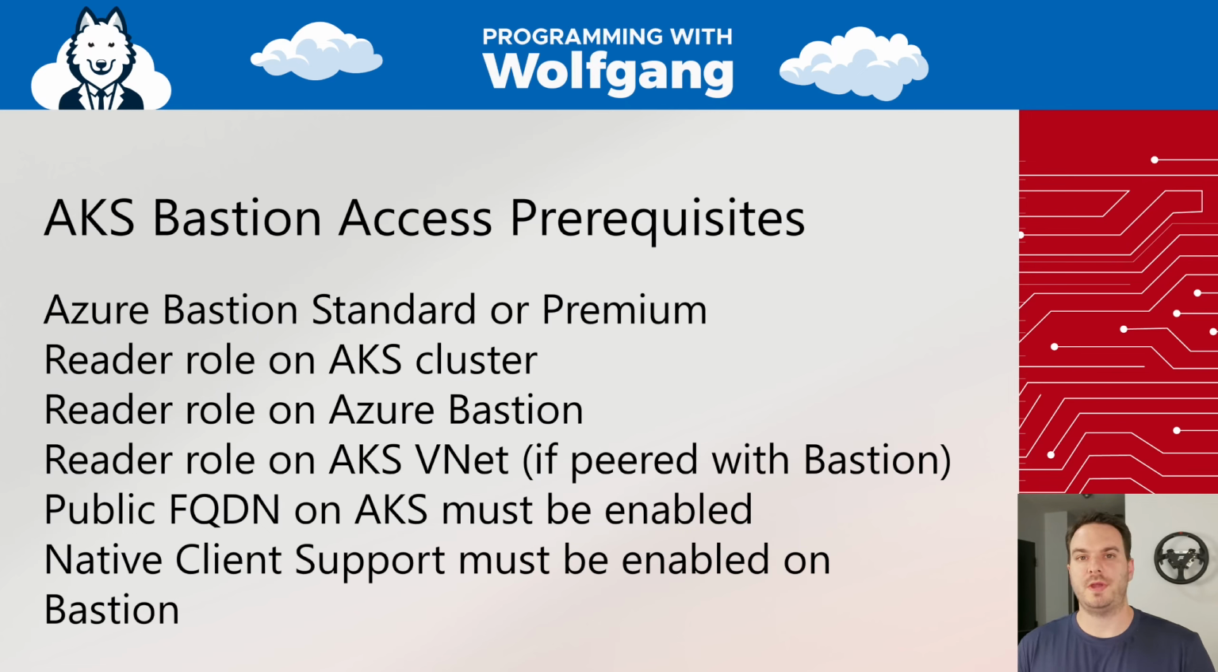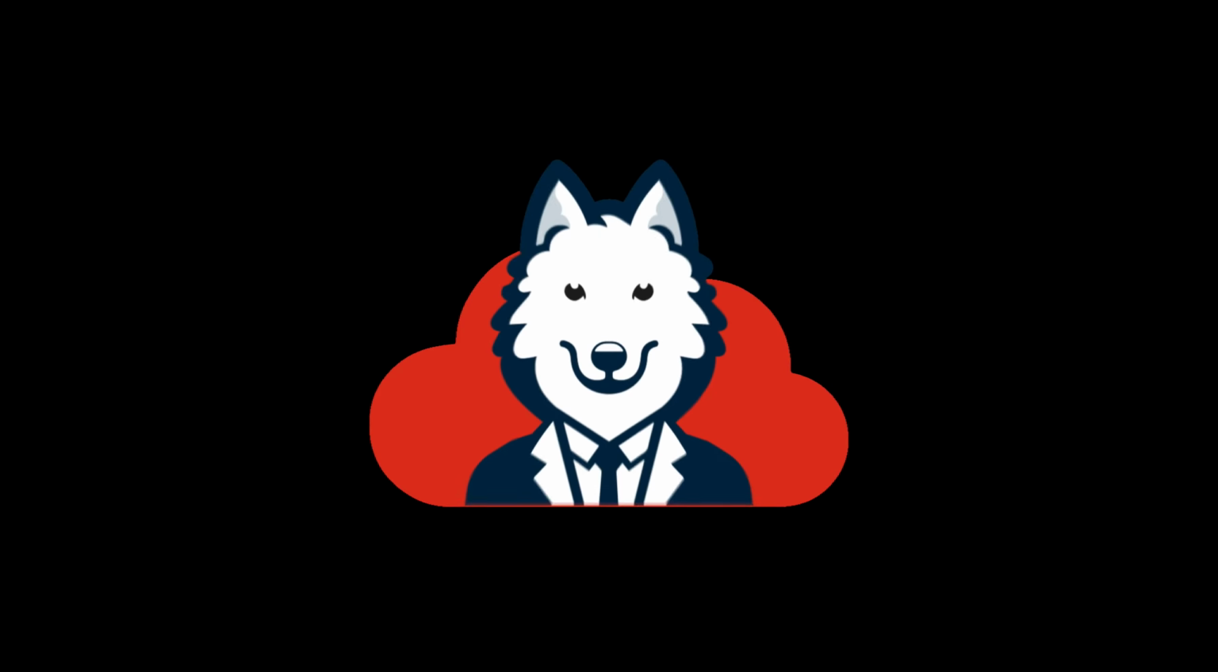And lastly, with Azure Bastion, the reason why we need the Standard or Premium tier is we need to have the native client support enabled. That's a feature in Azure Bastion, and this feature will allow us to use our native clients, for example, Windows Terminal, to access Azure Bastion. That's everything in the theory. Now let's switch over to the terminal and let's get started implementing.